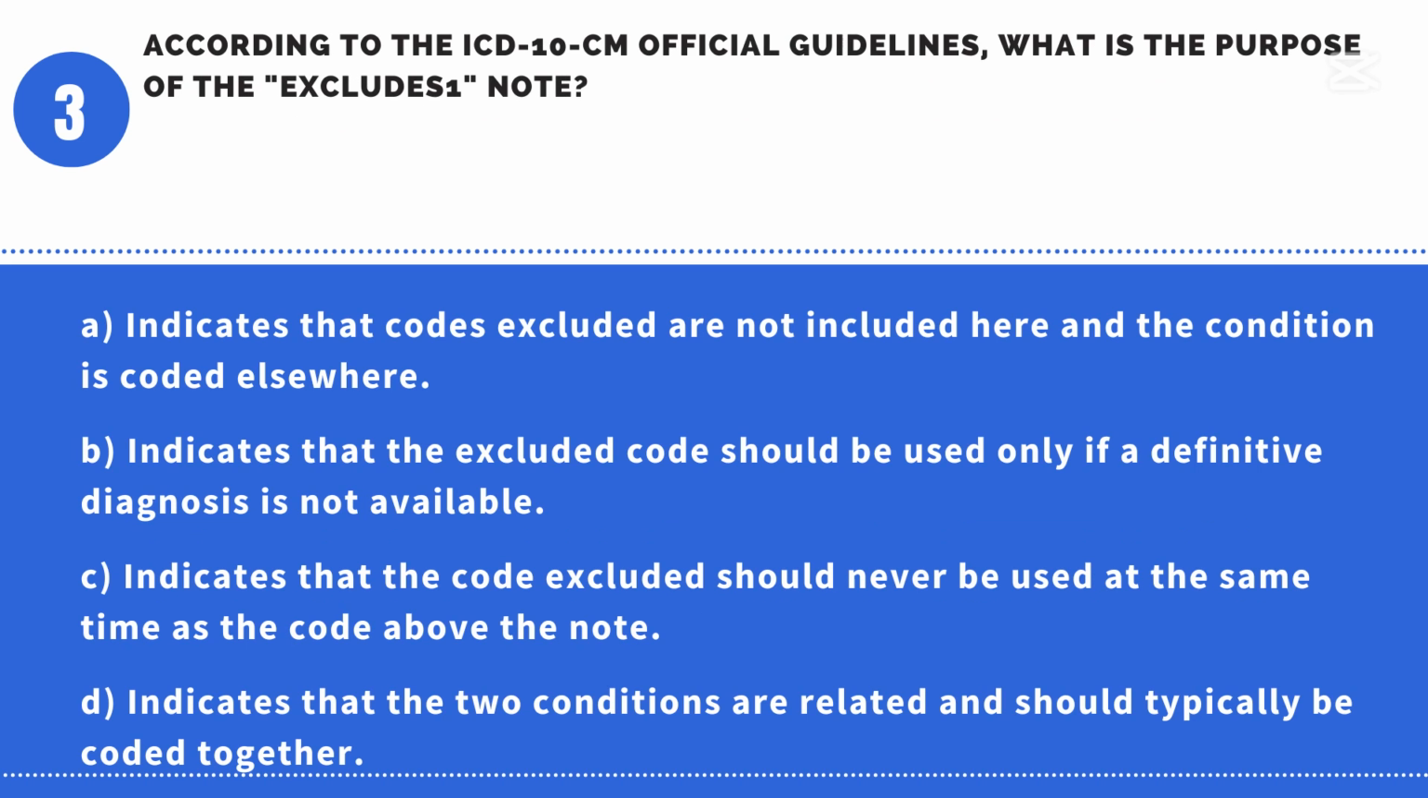Question 3. According to the ICD-10-CM official guidelines, what is the purpose of the excludes one note? A. Indicates that codes excluded are not included here and the condition is coded elsewhere. B. Indicates that the excluded code should be used only if a definitive diagnosis is not available. C. Indicates that the code excluded should never be used at the same time as the code above the note. D. Indicates that the two conditions are related and should typically be coded together.